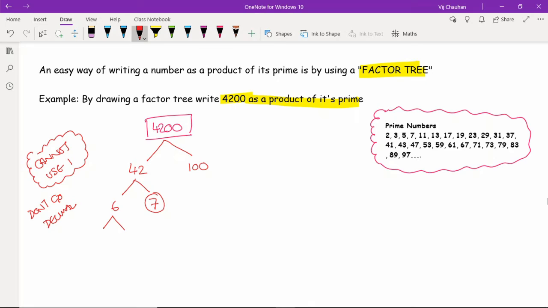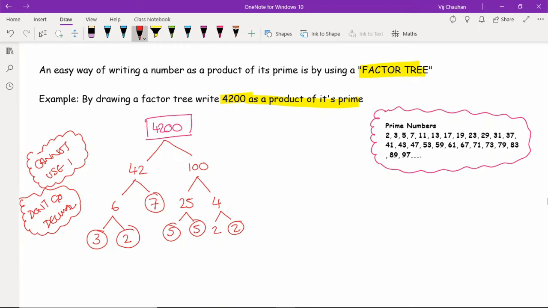So going back to the question, I've got 3 times 2, and both numbers are on the list, so I'm going to put a little circle around them. Once you've got a circle around a number, you leave it alone, that's it. Now I'm going to return to the 100, so I'm going to go for 25 times 4. Neither of those numbers is prime, so I'm going to go for 5 and 5, and those two numbers are prime. And for 4, I'm going to go for 2 and 2.